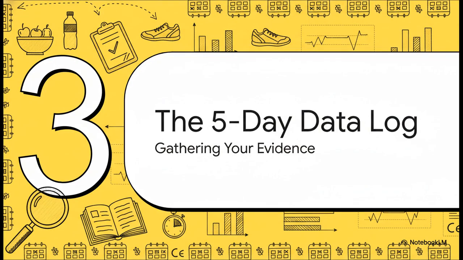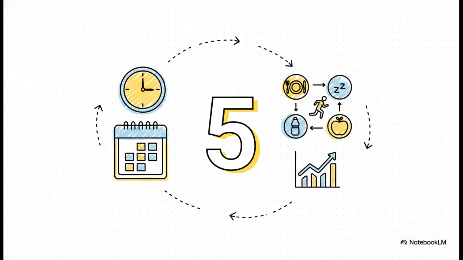Okay, now that you have your tools, it's time to start gathering your evidence. This next part is really the heart of the whole project. The 5-day data log. 5. That's the magic number. You're going to be tracking everything for 5 days in a row. The key here is to pick a time that represents a typical week for you so you get a really realistic snapshot of your habits.